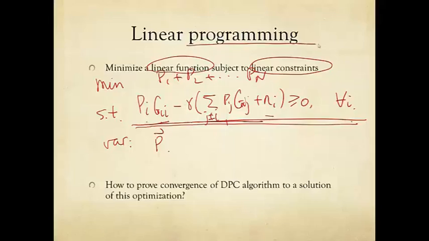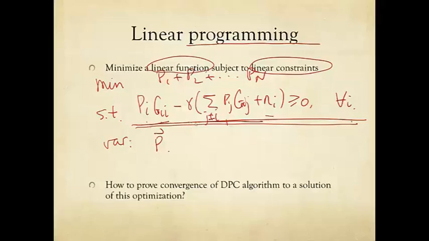Now, this programming has nothing to do with computer programming code. It refers to a mathematical program. So linear programming, this terminology that dates back to the 1940s, refers to minimizing linear functions subject to linear constraints in your variable.